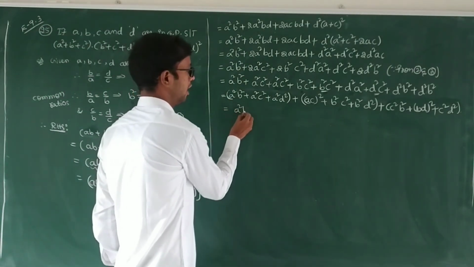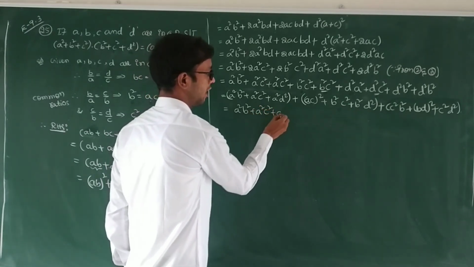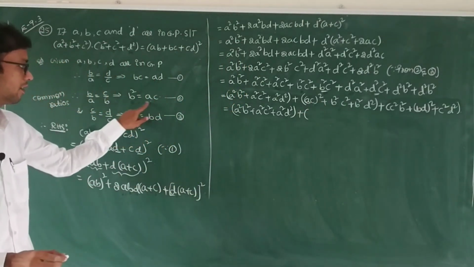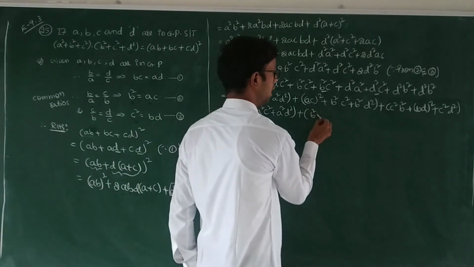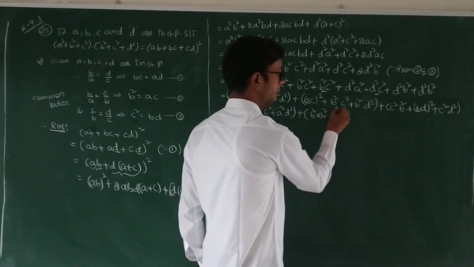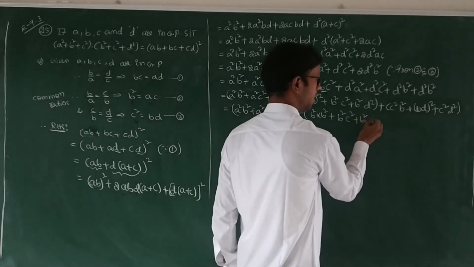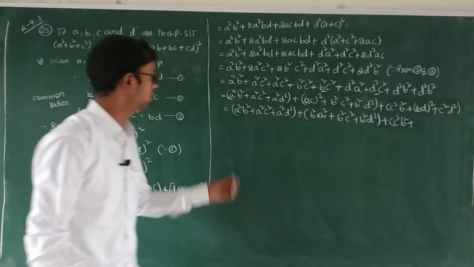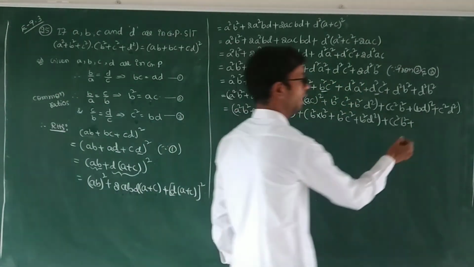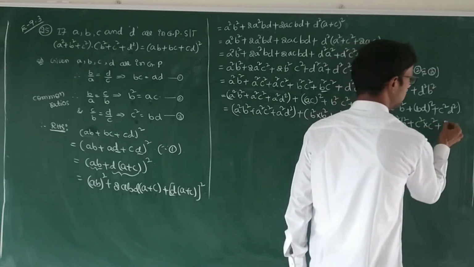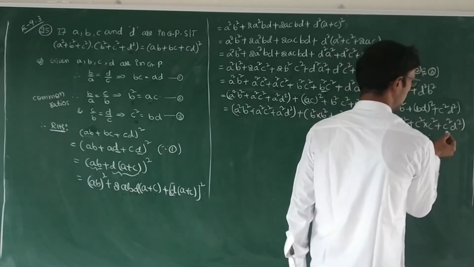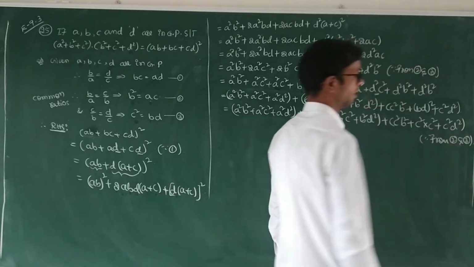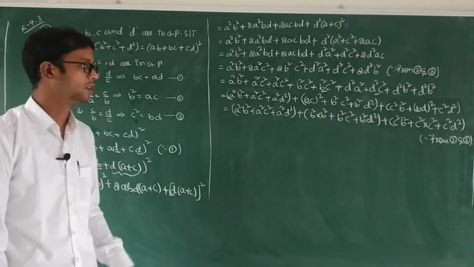So now A square B square plus A square C square plus A square D square plus AC. What is the AC here? AC is B square, so we can write B square into B square. Why? Because whole square is there here. Plus B square C square, B square D square, plus C square D square plus BD. What is the BD here? C square. So we can write C square into C square plus C square into D square, since from 2 and 3, rearranging here.